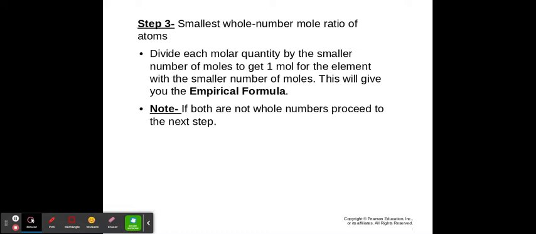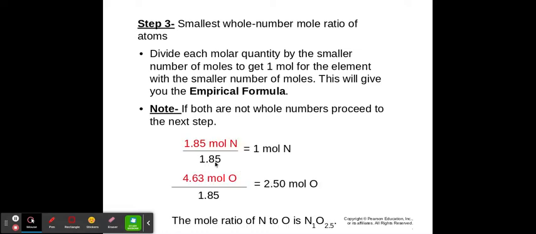Now, if both are not whole numbers, proceed to the next step. So we should be getting a whole number. If not, that's okay. We'll have a step 4. So in this case, we take the 1.85, which is the lower of the 2 moles, divided. So therefore, we get 1 mole N. Perfect. We get a whole number for at least the 1. But then this one over here, we only get a 2.5. Okay, so now our ratio is 1 to 2.5. Not good enough. So step 4 is where we have to fix this problem.